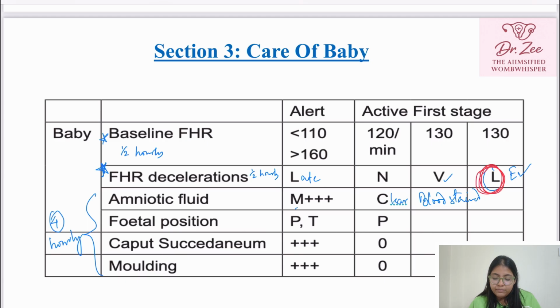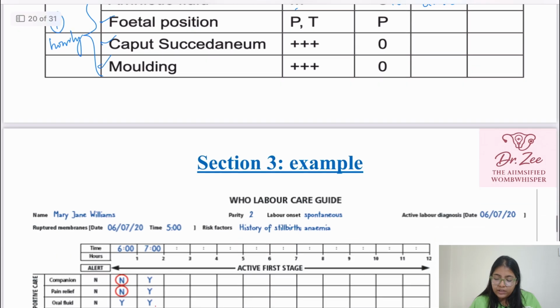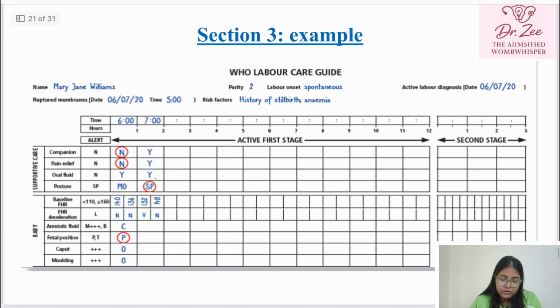Caput succedaneum 1+, 2+, 3+, molding 1+, 2+, 3+. I have told you about this in earlier videos, so go and watch my earlier videos also. So 3+ is alerting, and you should be checking these 4 parameters 4 hourly, whenever you are doing a per vaginum examination. And you plot it every 4 hourly. You can see the example in section 3.